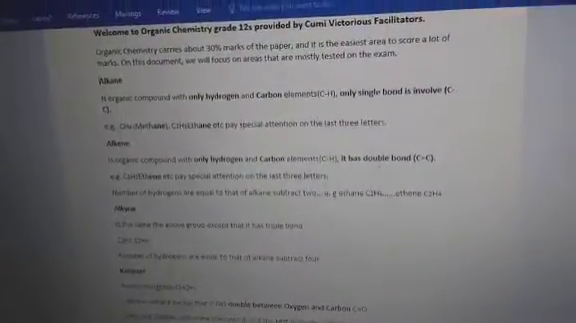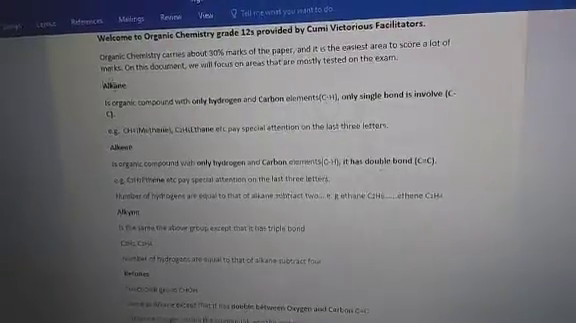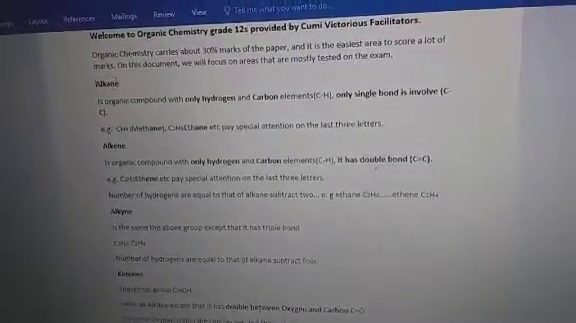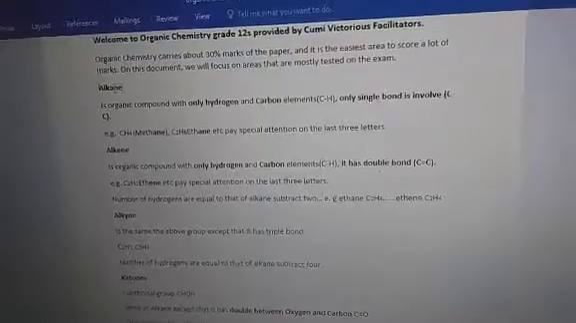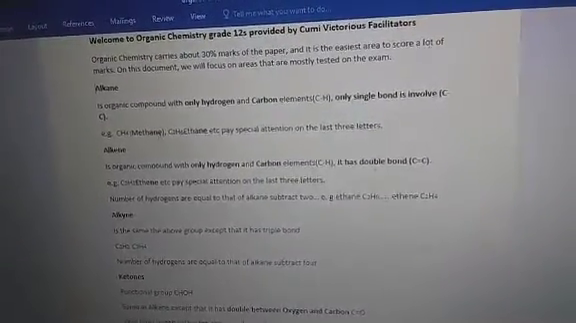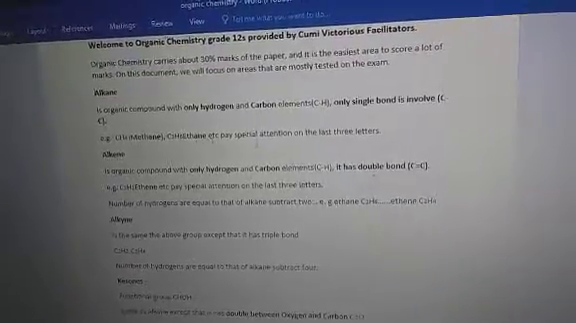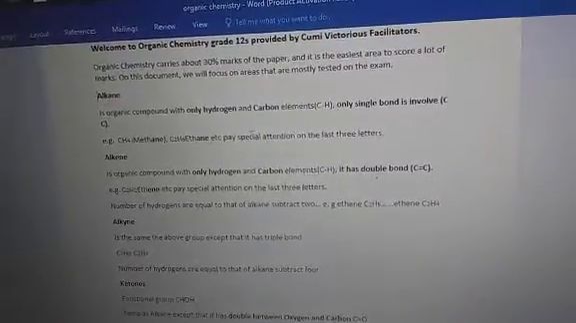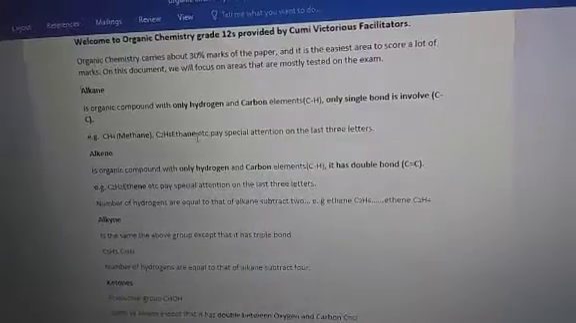Example of alkane that you have, and the name of alkane has to end with the last three letters here, which is A, N, E. Okay, you have methane, you have ethane, you have propane, you have butane, and so forth.